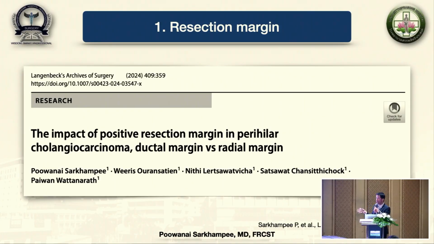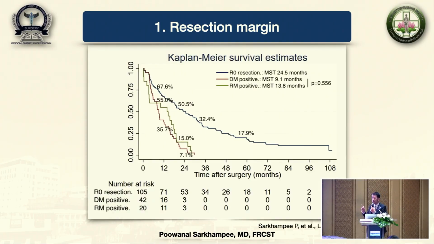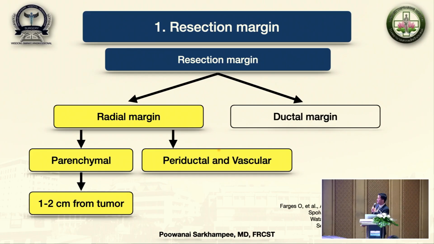And our data show that radial margin and ductal margin had the same overall survival. And radial margin positivity is more common than ductal margin positivity. So, when you decide to perform the operation in perihilar cholangiocarcinoma, not only ductal margin, you are concerned about the radial margin around the tumor. Okay? For radial margins, we use the data from intrahepatic cholangiocarcinoma. You need 1 or 2 centimeters from the tumor. For the periductal and vascular, you will peel off the tumor from the vascular structures.